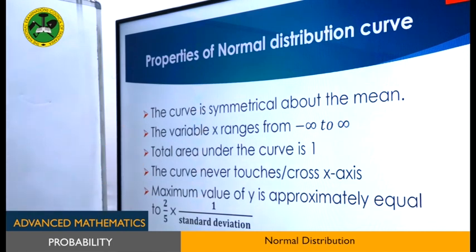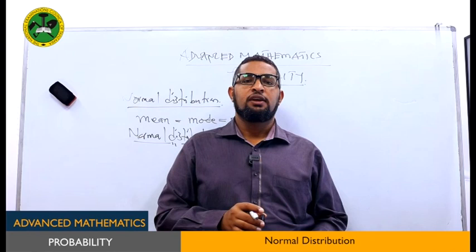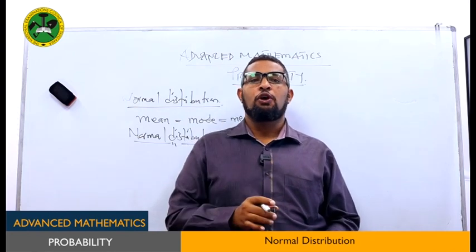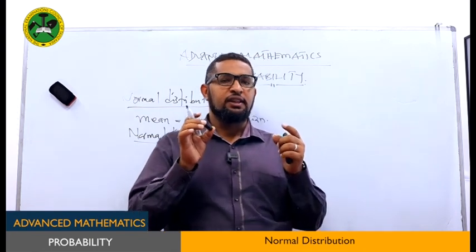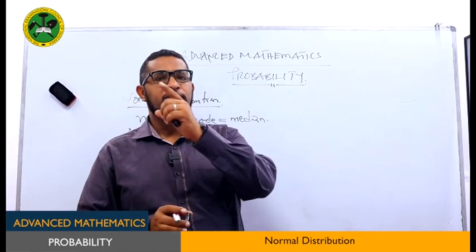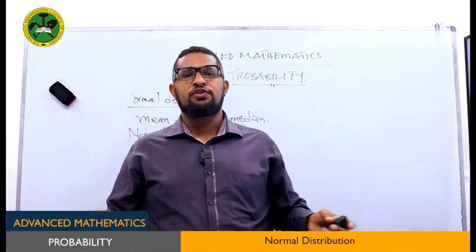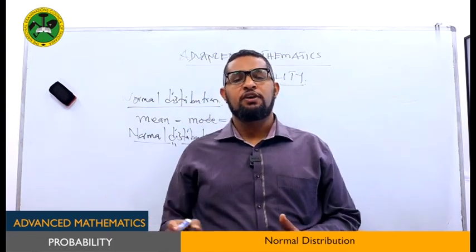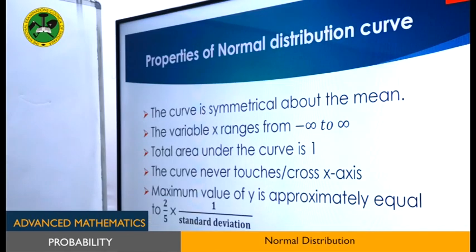And the second one, the variable x ranges from negative infinity to positive infinity. And total area under the curve is equal to 1. As you know, the summation of probability is always equal to 1. So when you find the area under the curve of normal distribution, it will always give you 1. So you can divide the graph into two equal parts, that is symmetrical, in which to the right is 0.5 and to the left 0.5. But also, the curve never touches or crosses the x-axis.